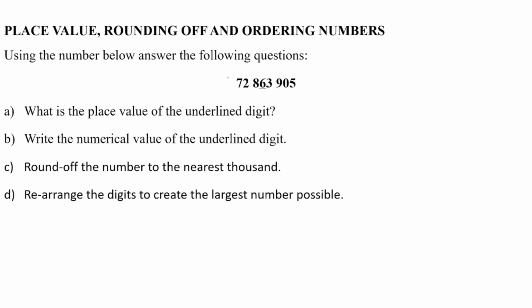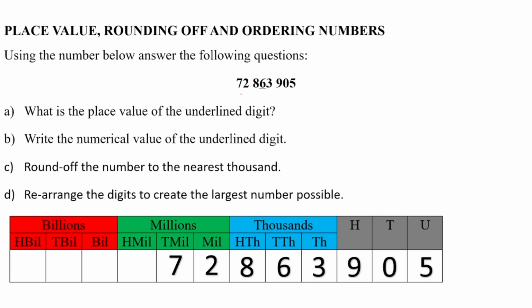Using the number below, answer the following questions. We're given this number. How do you read this number? I've put this number in a place value table. So it is 72 million. We read the millions first, and then we read the thousands. 863,000, then 905. So this is 72,863,905.